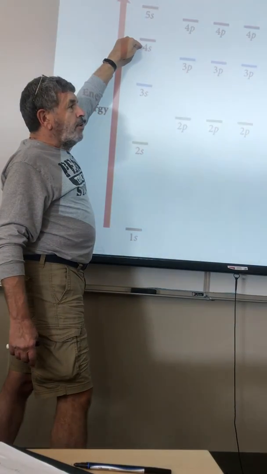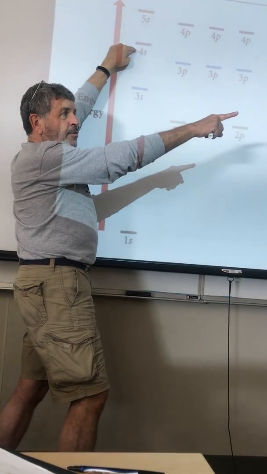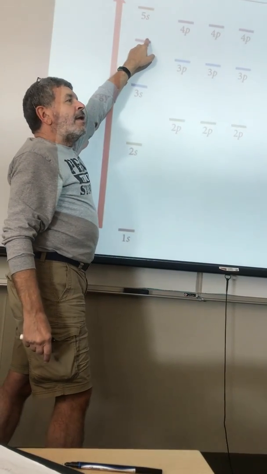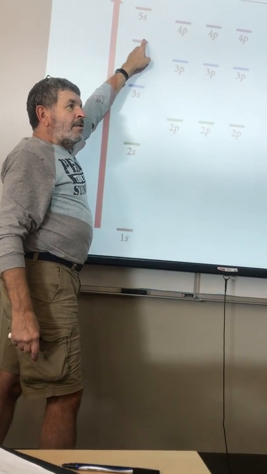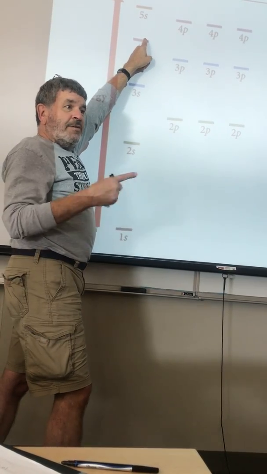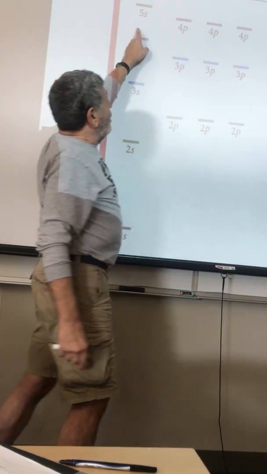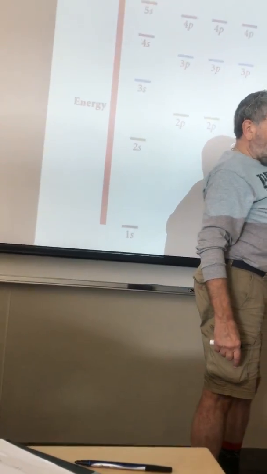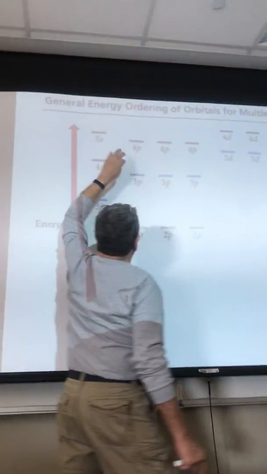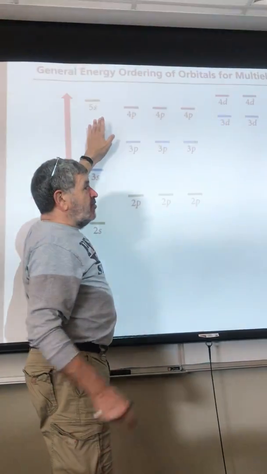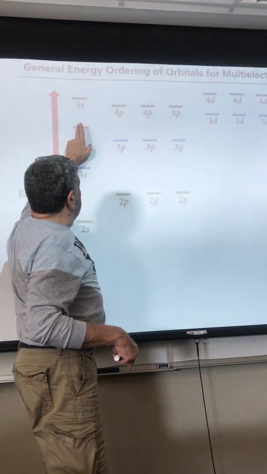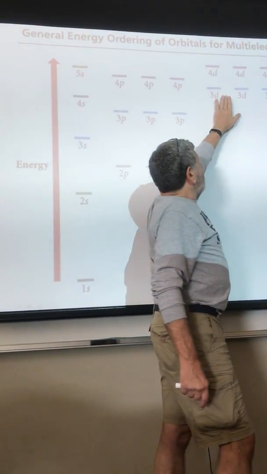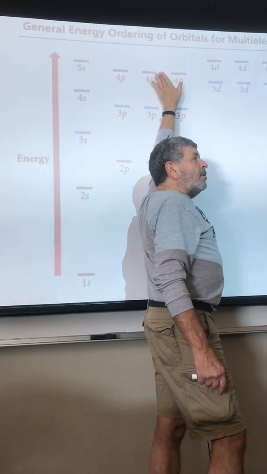So when I go to row 4, what happens in row 4? I have potassium, calcium, and then what? Then I have metals that are kind of in the middle, the transition elements. They're the ones that go back and fill in 3D. So instead of going in a nice orderly fashion like we did down here, we go 4S, back down to 3D, and then back up to 4P.